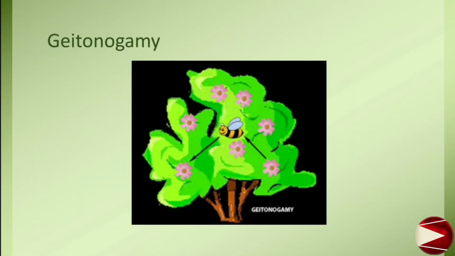Geitonogamy is simply pollination between two different flowers of the same plant. Although it is functionally cross-pollination as pollinating agents are required here, pollination occurs within an individual and hence belongs to self-pollination.